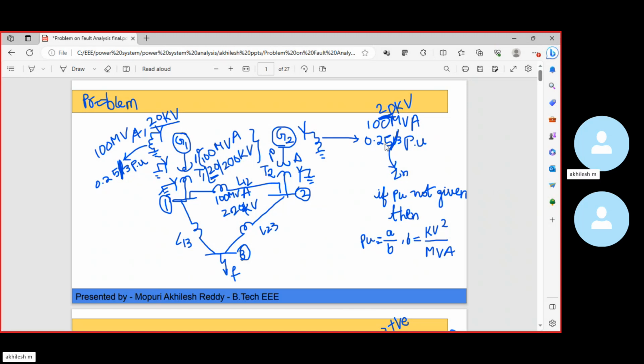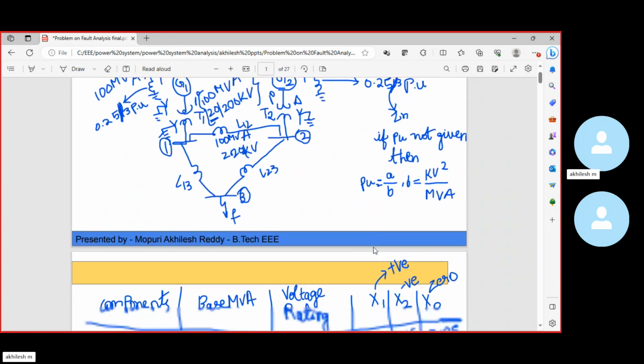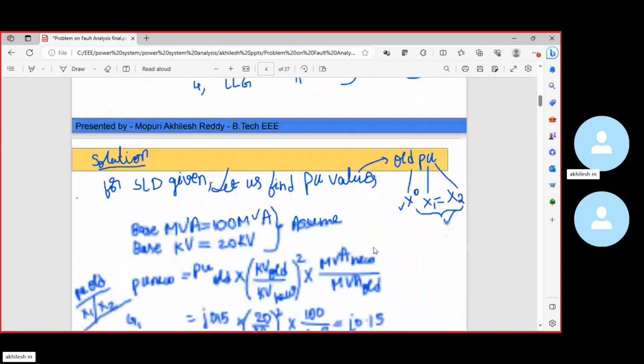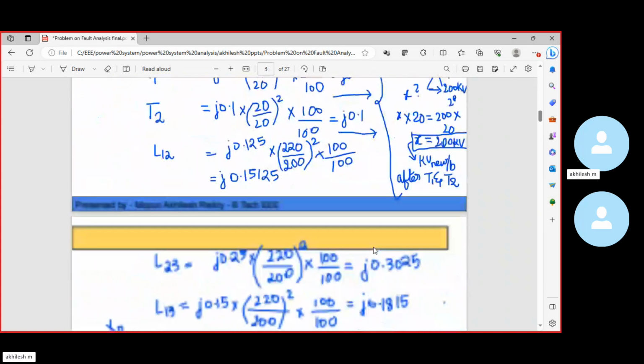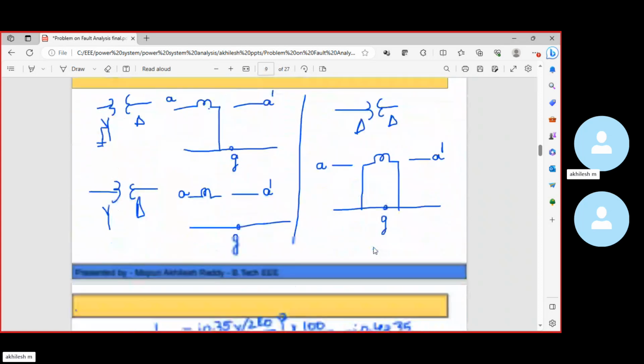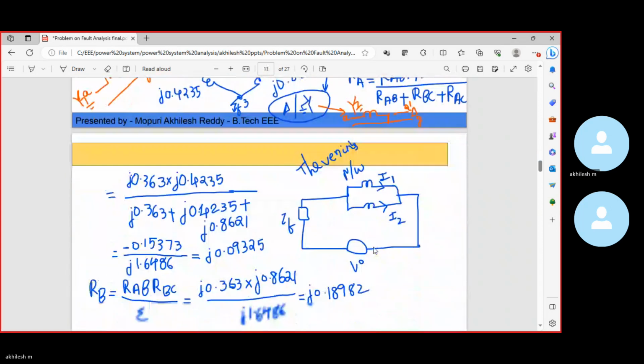Suppose that instead of giving per unit, they had given the neutral grounding reactance or resistance as 3 ohm. So it is an actual value. Then you need to find the base value, which is equal to kV square by MVA. Then actual by base will give the per unit value of the neutral grounding reactance. Now where to include this neutral grounding reactance? As transformer connections are included only in the zero sequence diagram, similarly this neutral grounding reactance is also included in the zero sequence reactance diagram only.